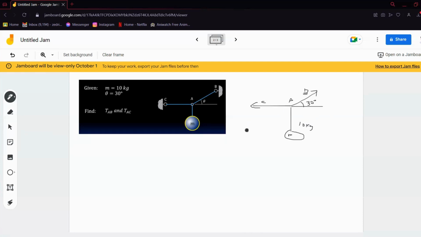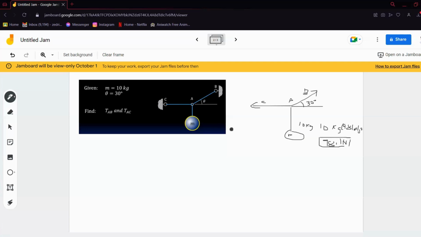So we're going to have to transform it into its weight. We have 10 kilograms, and we multiply it by the gravity, which is 9.81 meters per second squared. That would result in 98.1 newtons.